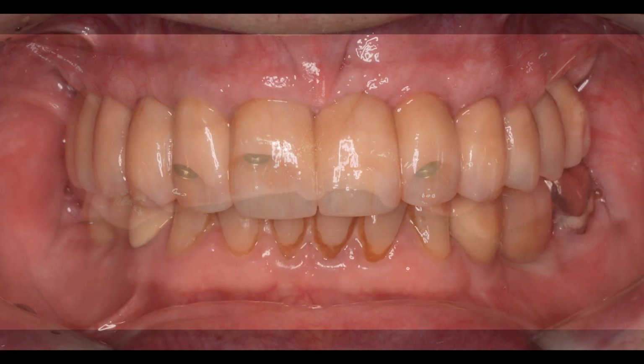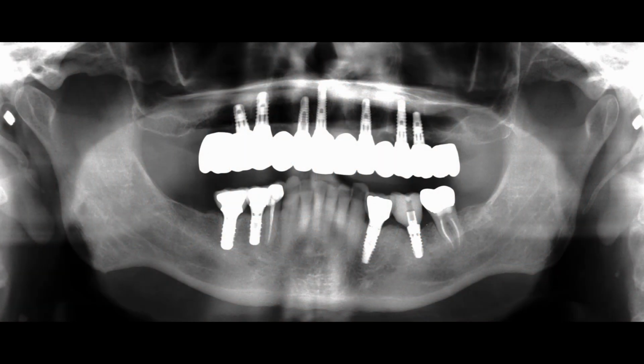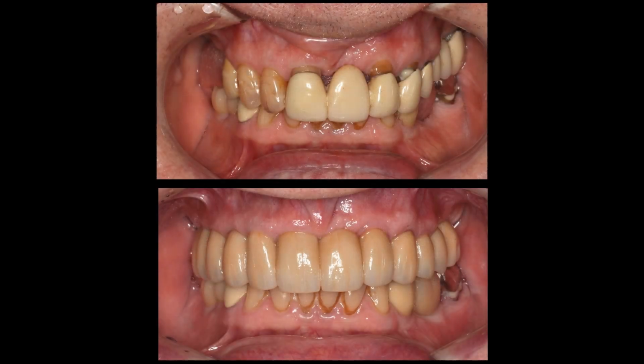Final restoration in place, and you'll note again the darker colors for an older gentleman. But the soft tissues are there. Most of the papilla are still intact. Very nice case. Final panoramic radiograph. Before and after lips retracted.